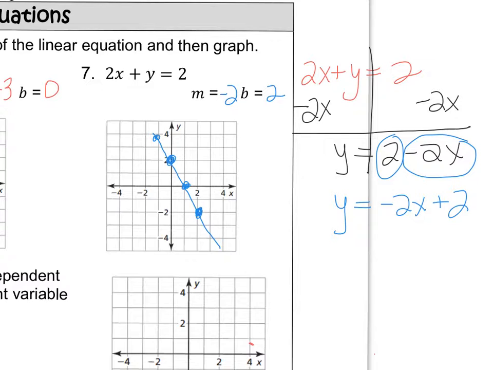Now number 8 actually gives you information about the data. It tells us how much our y's decrease every time our x's decrease. And it also gives us an ordered pair of when x equals 0, what y equals, which is 4. So make a table using that ordered pair. Figure out your slope and y-intercept and graph it. Pause your video to do this and then check back for the answer.